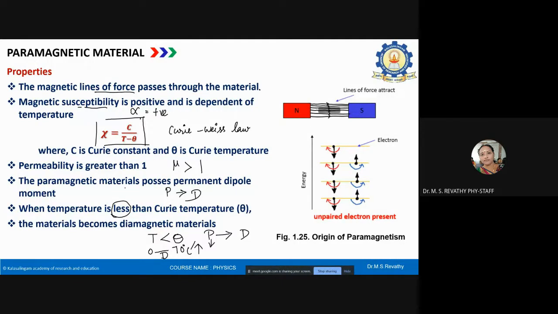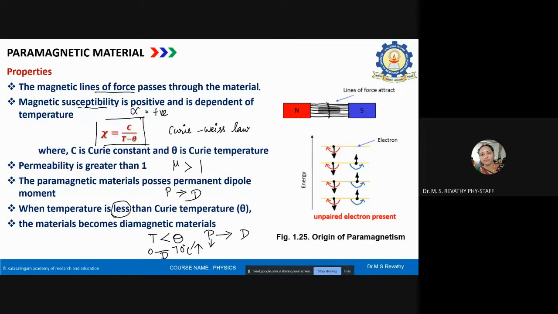Paramagnetic materials possess permanent dipole moment. That is, even in the absence of magnetic field, we have seen. Whereas in dia, magnetic dipole moment was absent. Then temperature dependence: when the temperature is less than the Curie temperature, what happens? The Curie temperature is like a critical temperature. When my temperature is less than the Curie temperature, paramagnetic material becomes diamagnetic material.